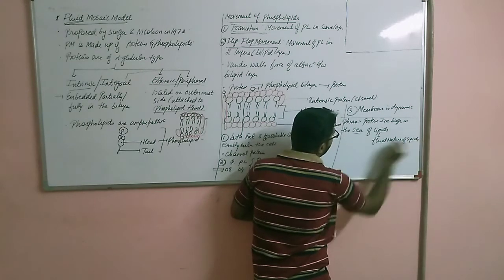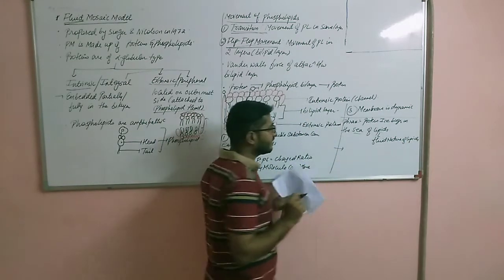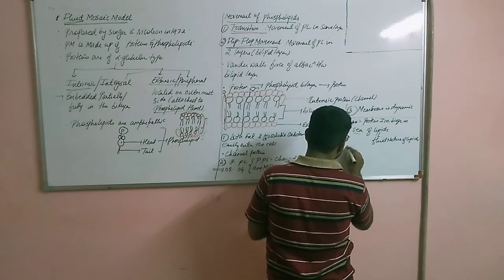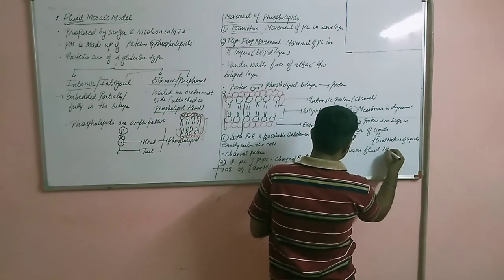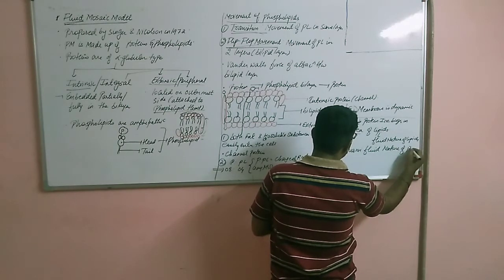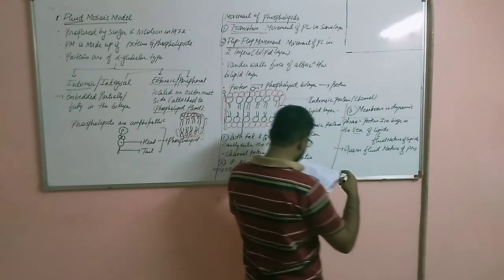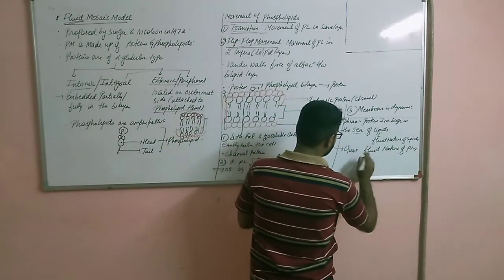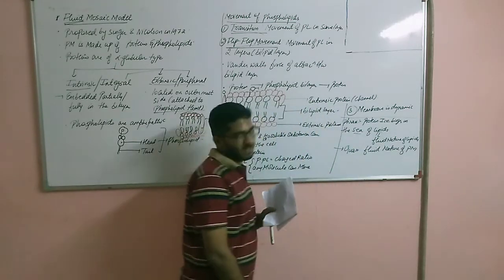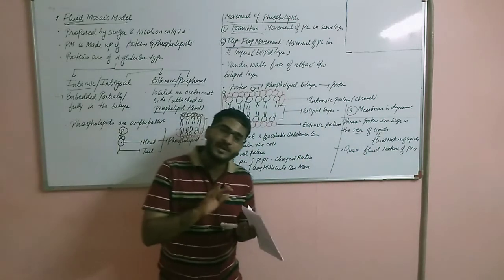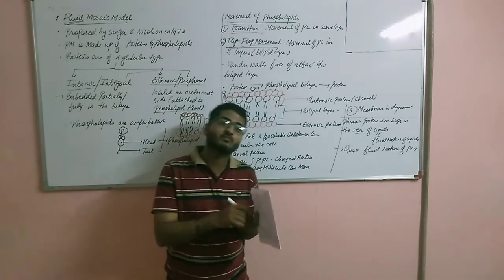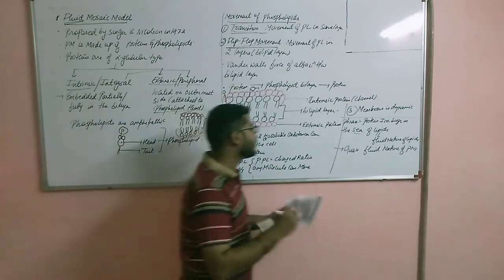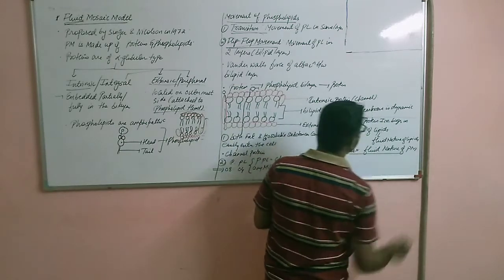And there is one more word that is given: quasi fluid nature of the plasma membrane. Quasi fluid nature is basically the semi-solid nature of the plasma membrane. That is, the membrane is neither completely solid nor completely liquid. The membrane is basically semi-solid, and the word used was quasi fluid nature.